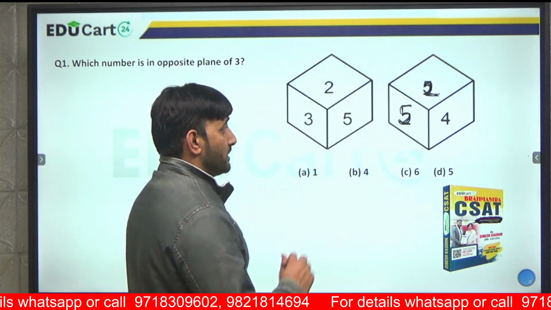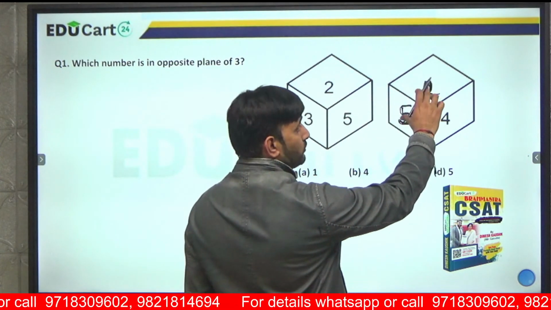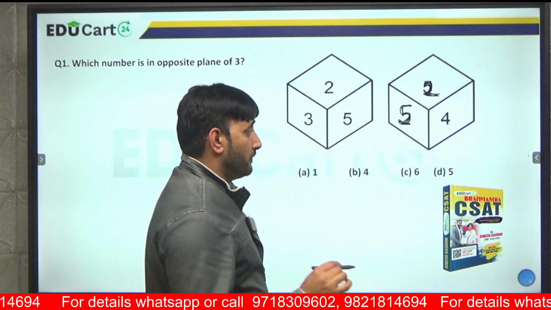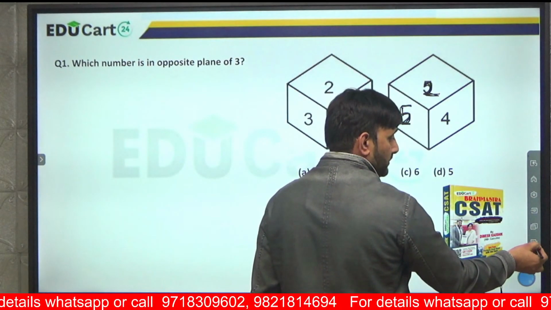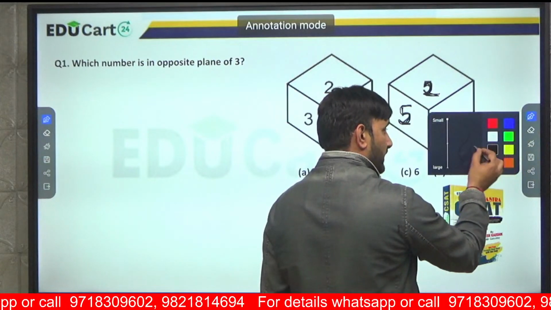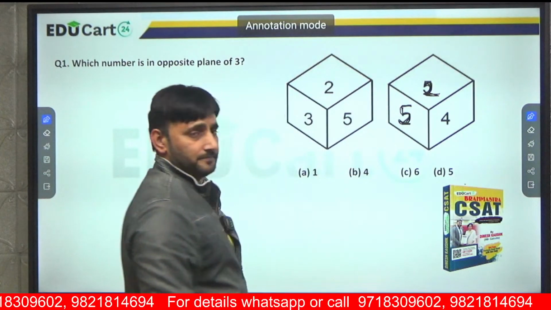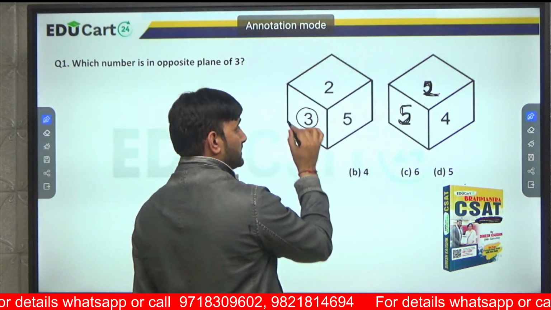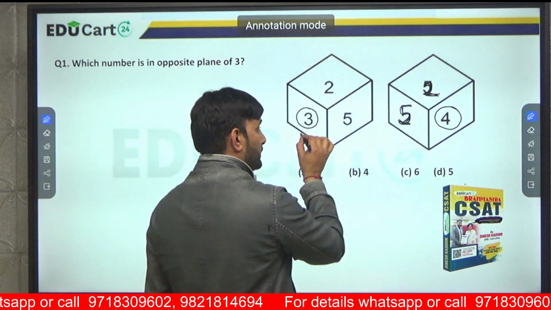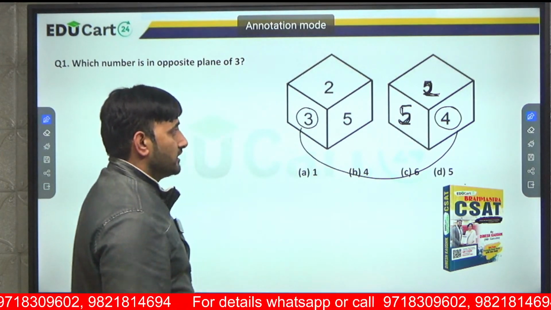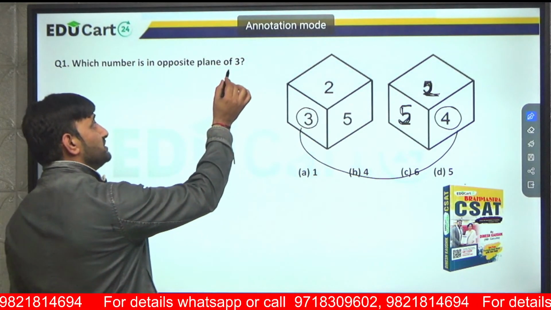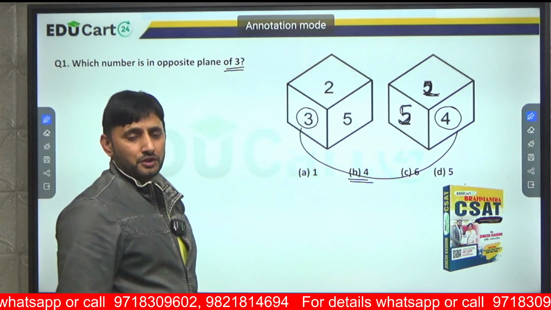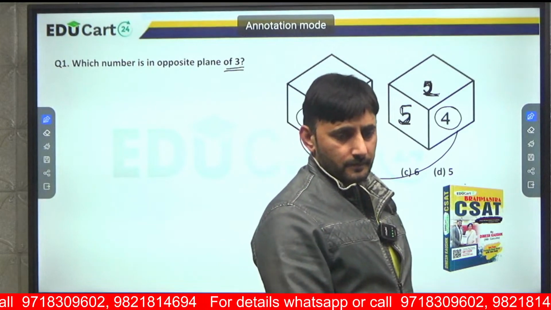In this case, how many common faces are there? 2 and 5. Here also 2 and 5. So two faces here and two faces here are common. If two faces are common, then non-common faces will be on the opposite side. In this case, we cannot write these numbers in the clockwise order. So what are the missing faces? 3 here and 4 here. These are the non-common faces. So we can say that 3 and 4 will be on the opposite side, and the question asks which is opposite to 3? Answer will be 4. Okay, my dear.